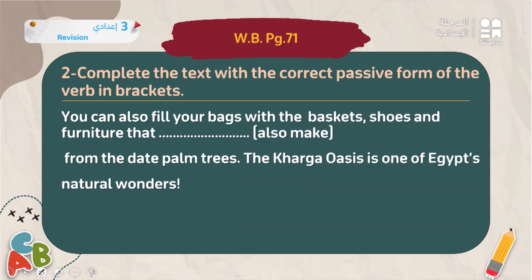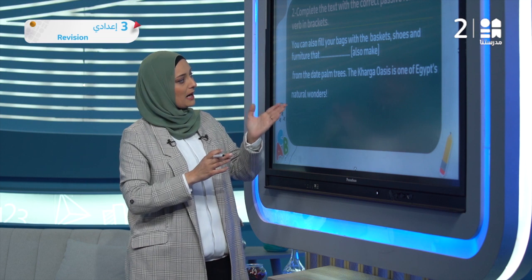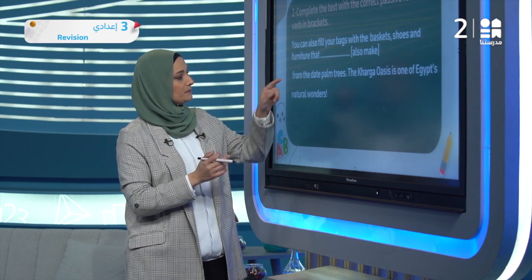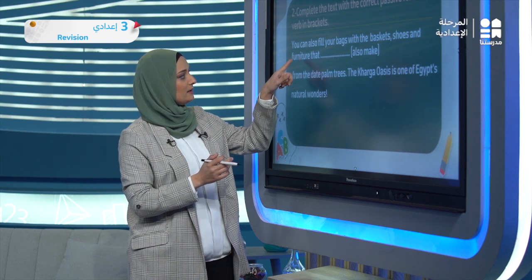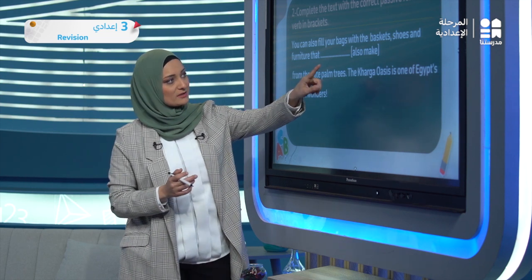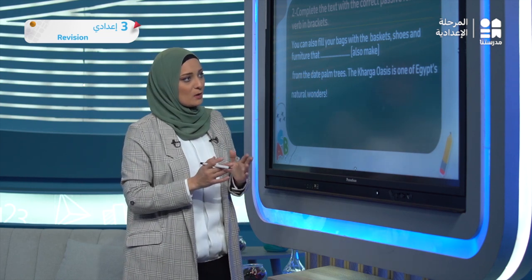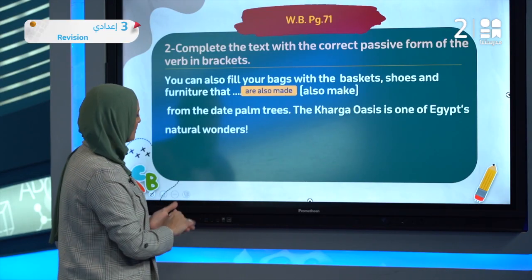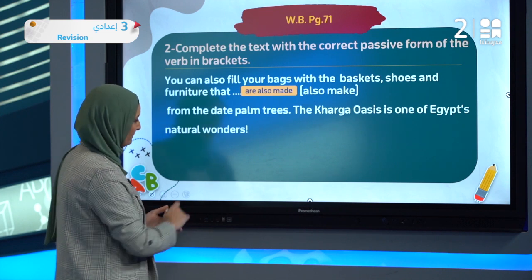You can also fill your bags with the baskets, shoes and furniture that also make from the date palm trees. يعني تقدر تملى شنطتك من بالباسكتس والشوز والفرنتشر اللي معمول من النخل ده. طيب هنا دول كلهم plural فبقول ال past participle بتاع make هو irregular verb so I say are made. The Kharga oasis is one of Egypt's natural wonders.